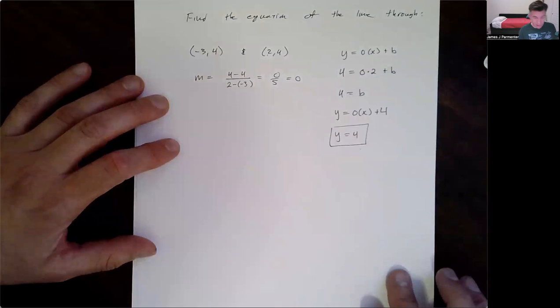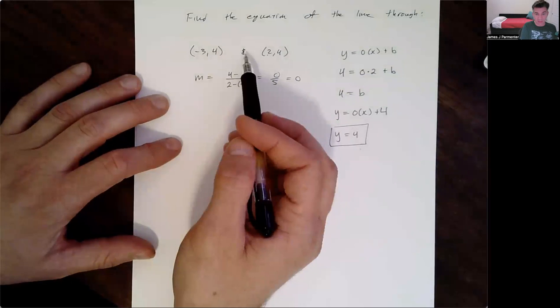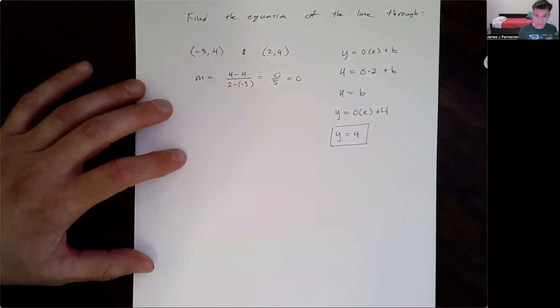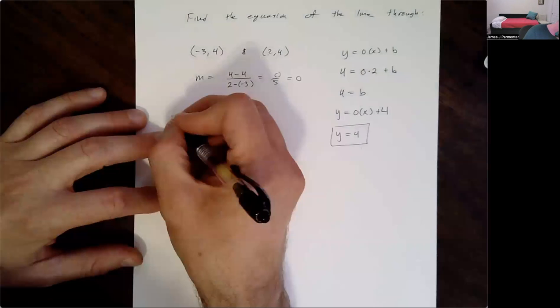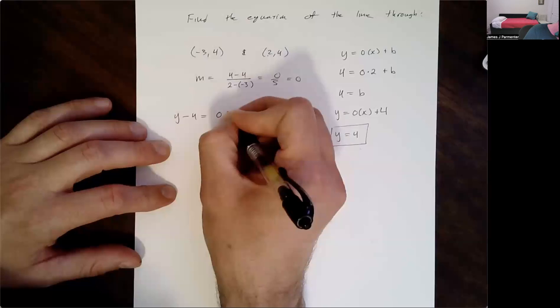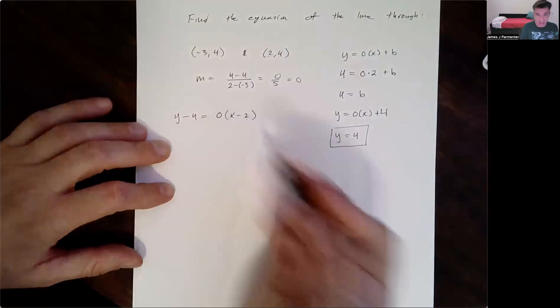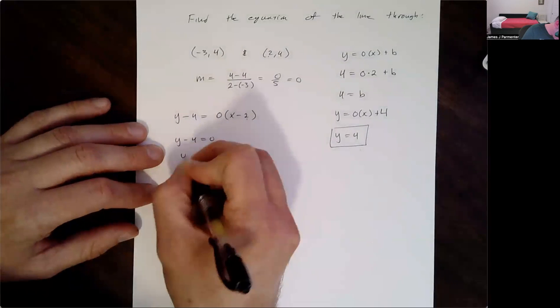Which you should get when the y coordinates are the same. When the y coordinates are the same, the line passing through them is just y equal to that value. If I do it the other way real quick, y minus the y coordinate equals the slope times x minus the x coordinate. But 0 times anything is 0. So y minus 4 equals 0, so y equals 4.